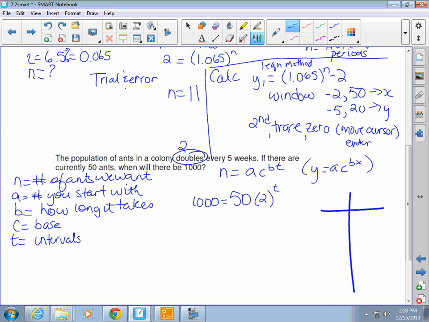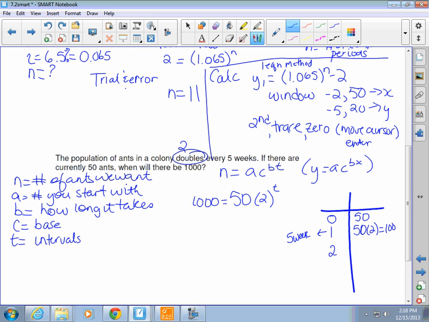chart here, if I had 0 intervals, so if I put in a 0 there, 2 to the power of 0 is just going to be 1, so I would have 50 ants. That means I would be at my starting point. If I did 1 interval, then I'd have 2 to the power of 1, which is 2, times 50, or 100. My interval is 1, but I have to remember that is 1 5-week period.